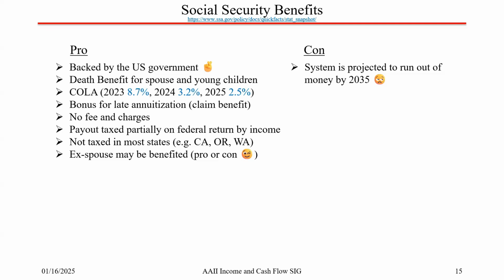Now, the con of this is the system is projected to run out of money in 10 years. So much for that guarantee. And then you cannot surrender or terminate this contract and get the money, or take money out of it anyway. The beneficiaries are fixed, right? You can't just add somebody to it.